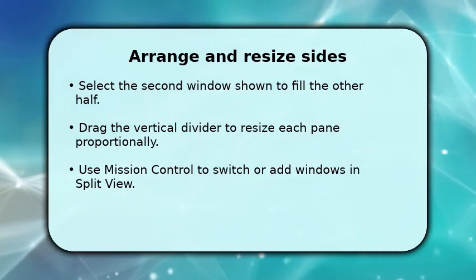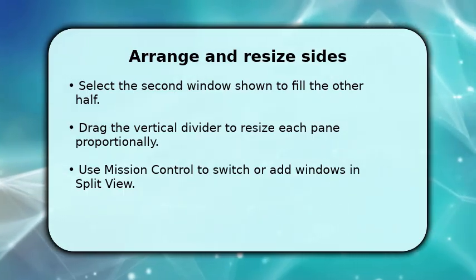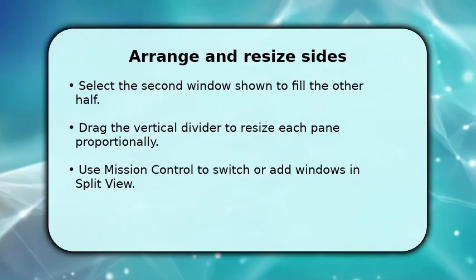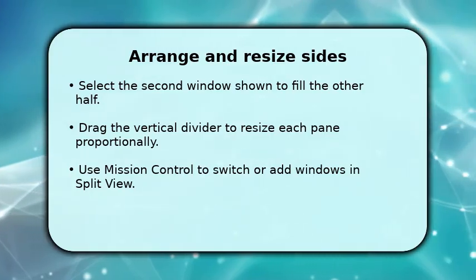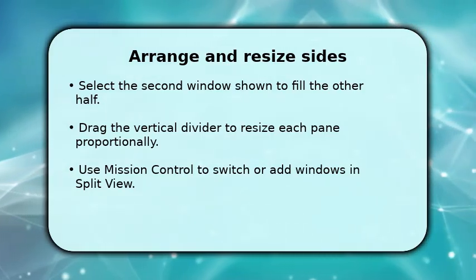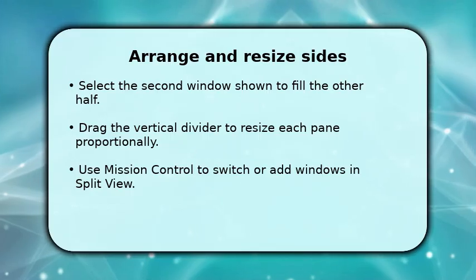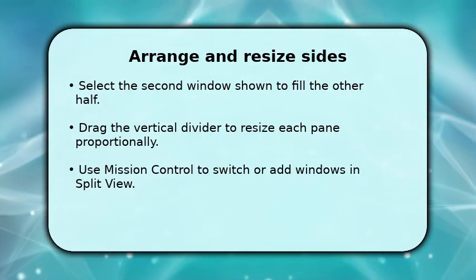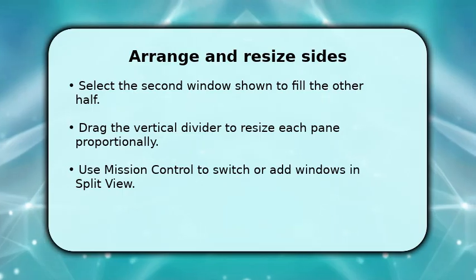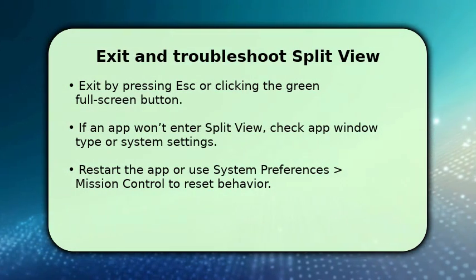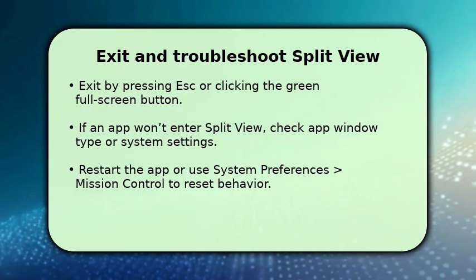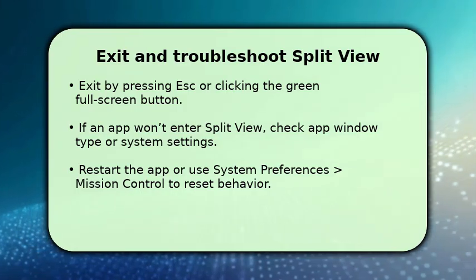If you need a different app, use Mission Control, 3-finger swipe up or press Control Up to swap windows on either side. Make sure apps support full screen mode. Some utility windows can't enter split view, so pick their parent app instead to continue smoothly. To finish, click the green button again or press Escape to exit split view and return to standard desktop.